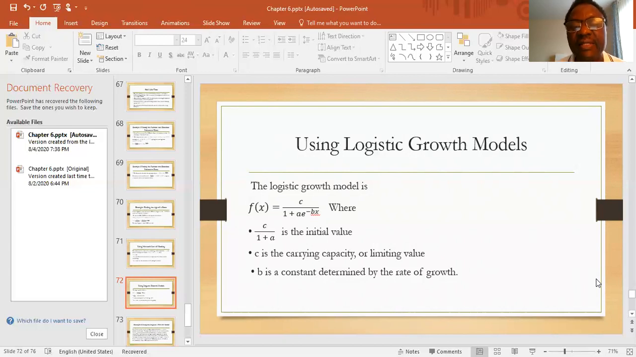C is the carrying capacity, or the limiting value, the maximum value we can have. Sometimes it will be given to you in the problem, or if the logistic growth model function is given to you, you can know that when it is expressed in this form, C is the carrying capacity. You can observe that as x tends to infinity, f(x) approaches C. B is a constant determined by the rate of growth.